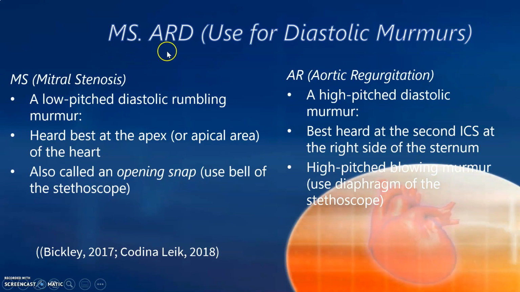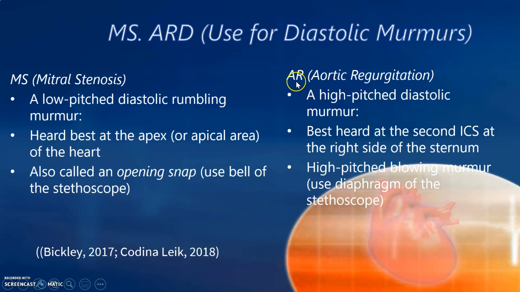MS and AR. The D stands for diastolic murmur. So MS, mitral valve stenosis, will have a low-pitched diastolic rumbling murmur, best heard at the apex or apical part of the heart, and it is also called an opening snap. You use the bell of the stethoscope to hear this.